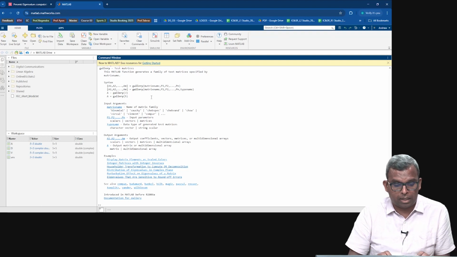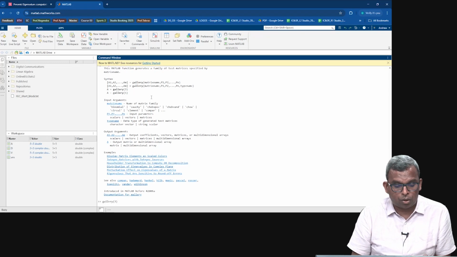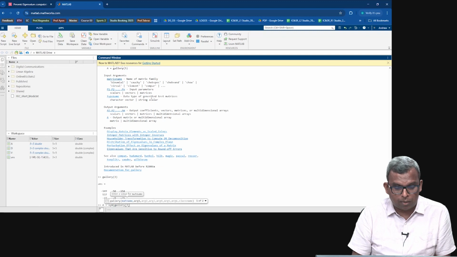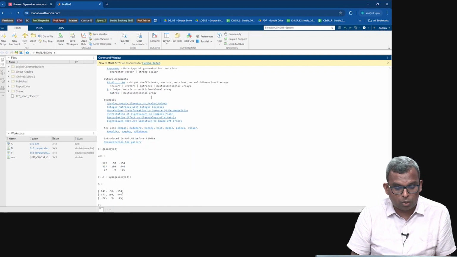So okay, let's look at gallery of 3. Is it an interesting thing? 5 I thought was a bit interesting, but it's not doing that. So let's do A equals sim of gallery of 3. Maybe it will be a bit more interesting, I don't know.